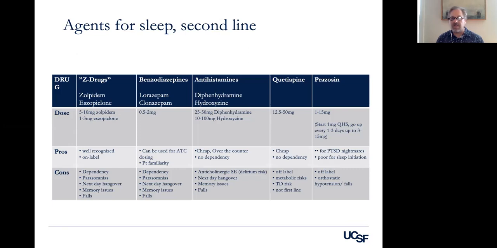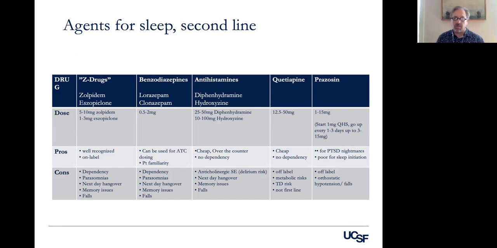So prazosin is an alpha adrenergic drug, and it's used in the treatment of PTSD. What this does is it reduces some of the activation that comes with nightmares, which often leads people to feel like they don't have as many nightmares in the course of a night.